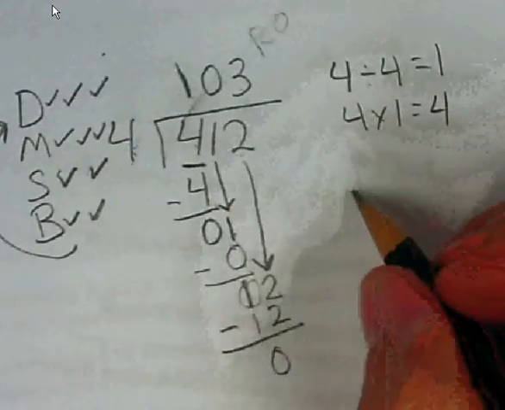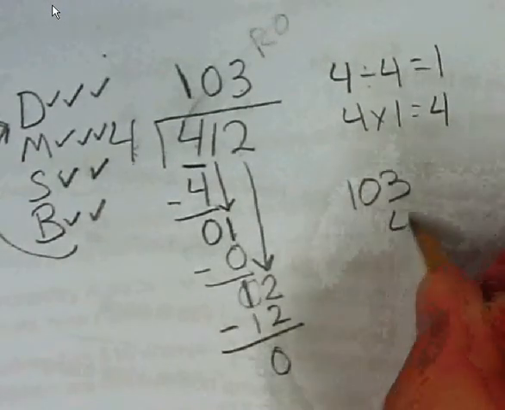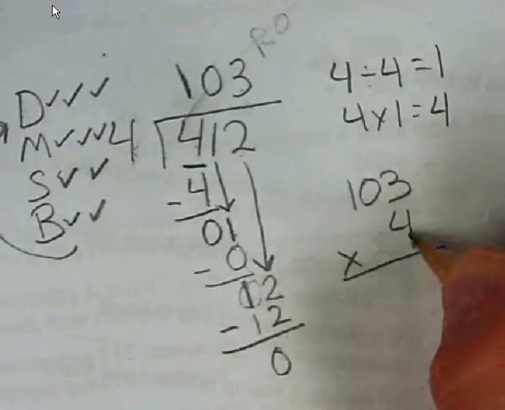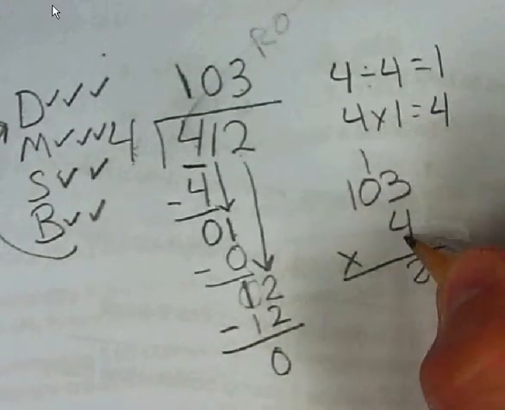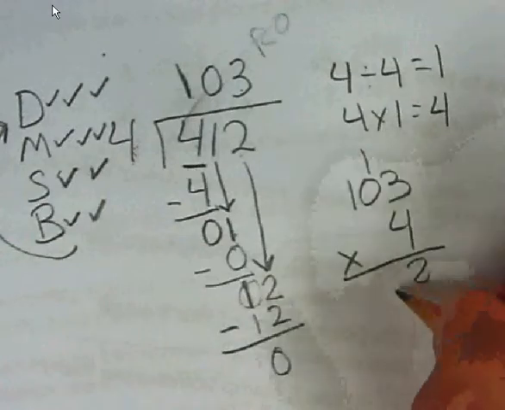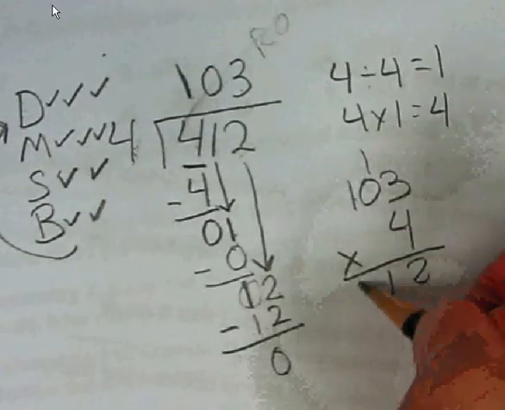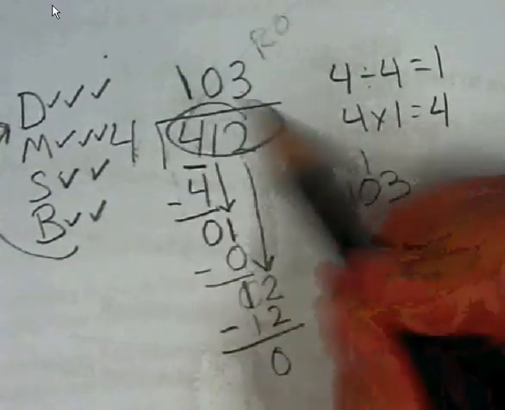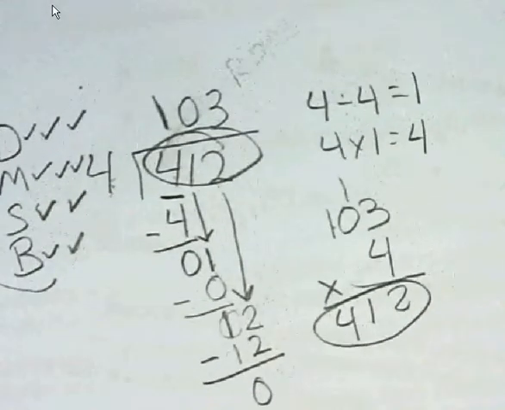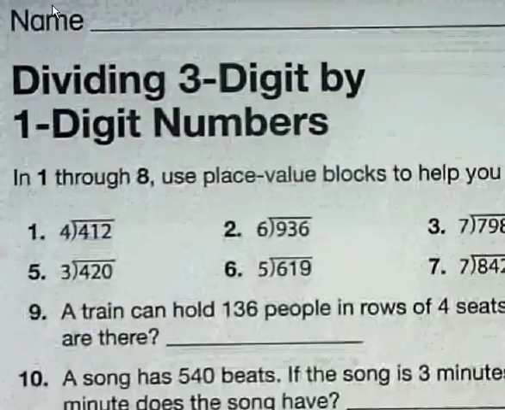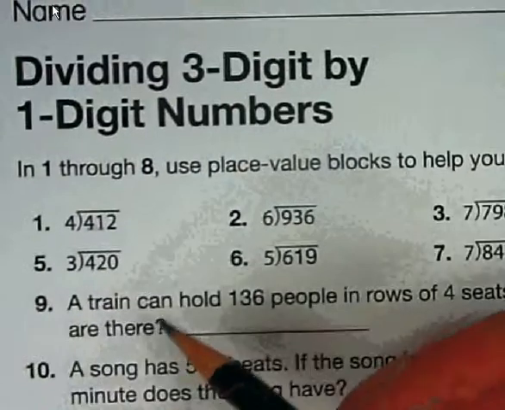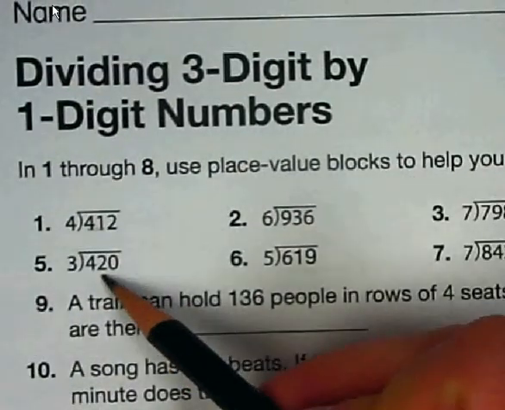Real quick, if we wanted to check it, we would just do 103 times 4. And we would get 4 times 3 is 12. 4 times 0 is 0, plus 1 is 1. And 4 times 1 is 4. We got the same answer, so it's correct. Okay? Let's do one more together. If I flip it back over, I'll go ahead and do number 5 with you.